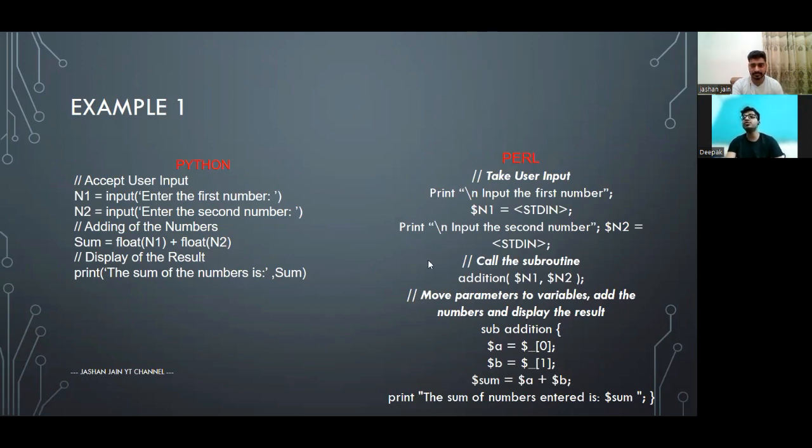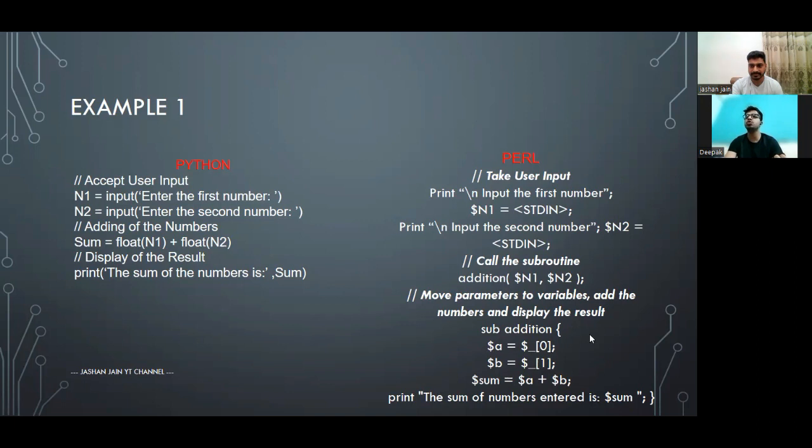But in Perl, we need to declare variables with a dollar sign. That is the first difference: we need to give the variable name with the dollar. Then we need to specifically mention standard input like this in Perl. There is no need to do that in Python. For addition, we need to write a subroutine, like $A is equal to $_0, $B is equal to $_1. It will take our two inputs, give the sum, and then we need to print it, which is very easy in Python. We do not need to do all these things.